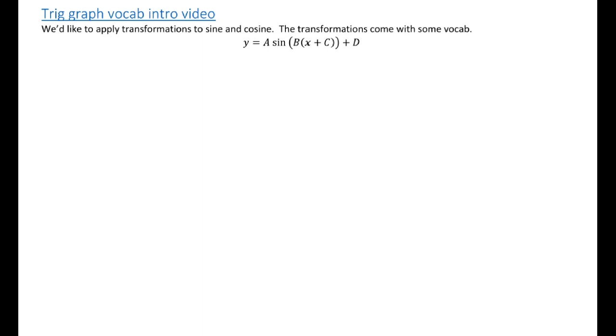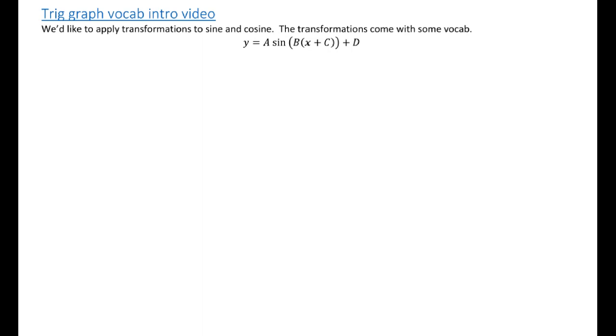All right, the next thing we want to do is to work towards applying transformations to sine and cosine. So as a kind of intermediate step, I want to go through some trig-specific vocabulary that goes with our transformations that I think is fairly helpful. So I've included this A, B, C, D to represent all the different stretches, compressions, and shifts. I'm going to ignore reflections a little bit here. Those tend to be fairly easy and there's no specific vocab that goes with those.